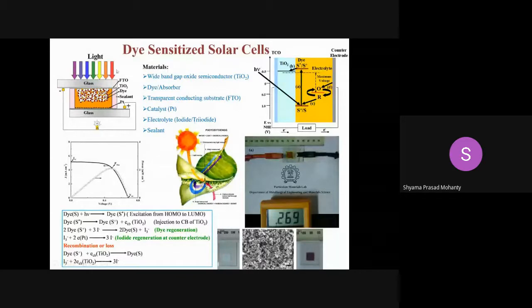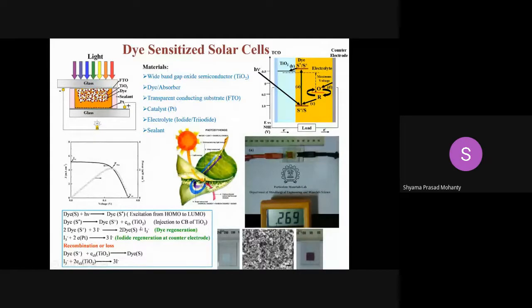So when light falls on this cell, what happens? Your dye molecules will be excited and will inject electrons into the conduction band of TiO2, which will move across the circuit. This dye, which is now oxidized, will be reduced by the iodide present in the electrolyte back to the ground state, and the iodide, which is converted into triiodide, will be reduced and regenerated at the platinum counter electrode.